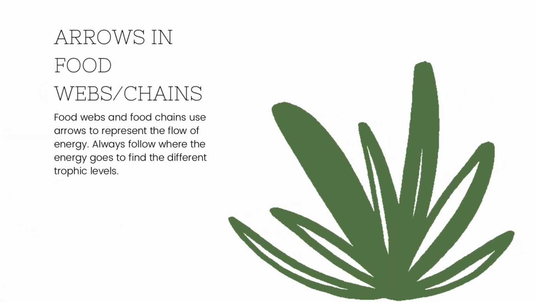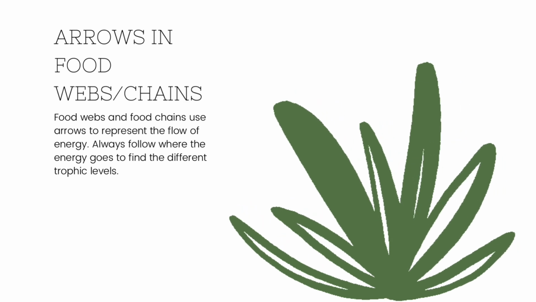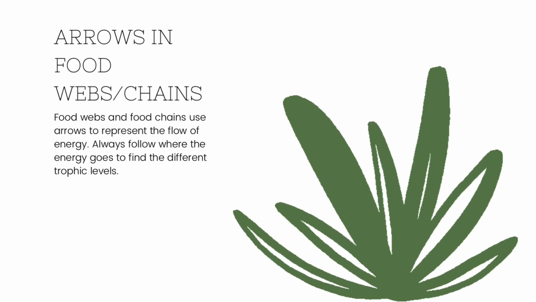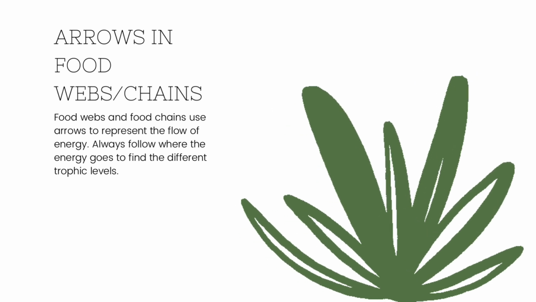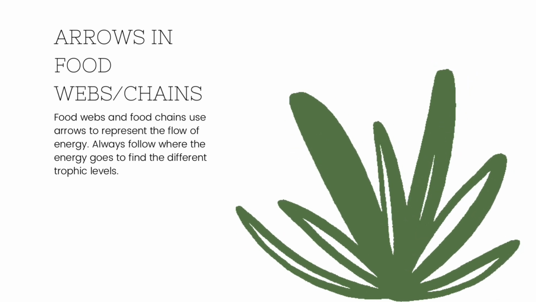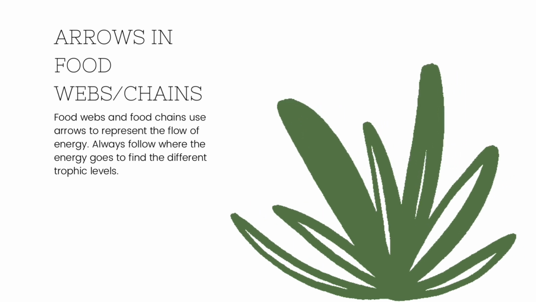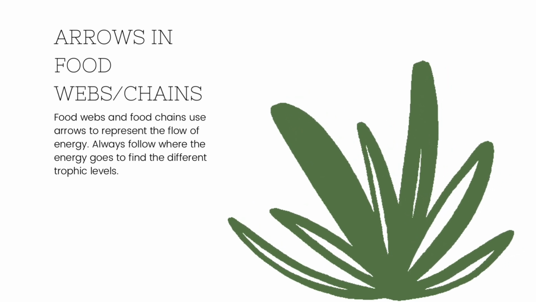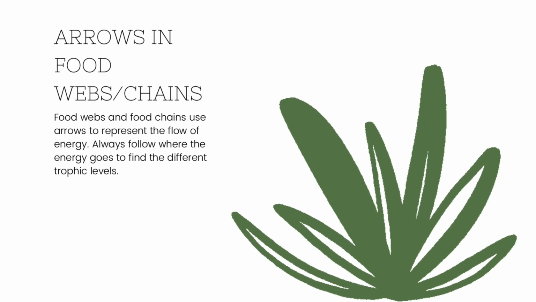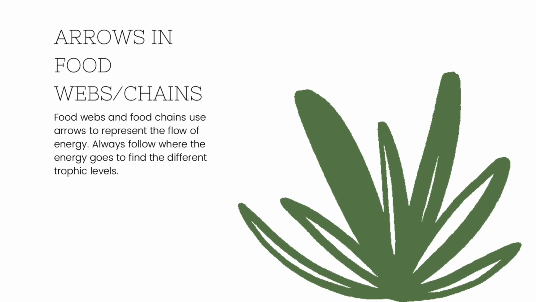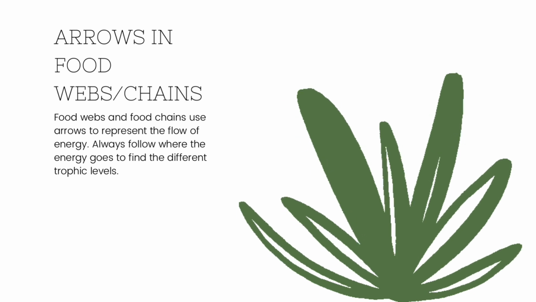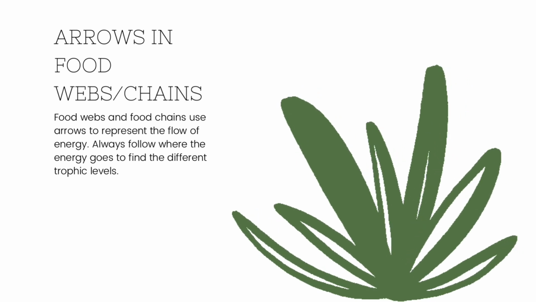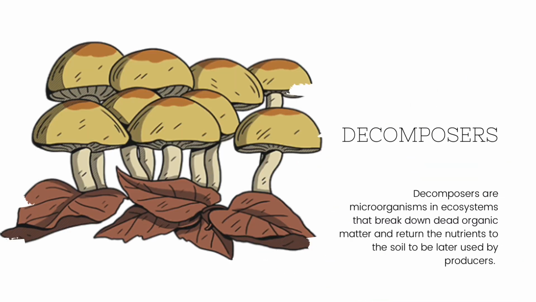Arrows in food webs and food chains. The arrows are so important because you always need to follow where the arrows are so you can see the flow of energy. If you make the arrows backwards, then you can show a primary consumer is being eaten by a producer, and that's just not realistic. On STAR and test questions, they always will ask about what animal eats this, and you just have to look at the arrows. So, moving on to decomposers.